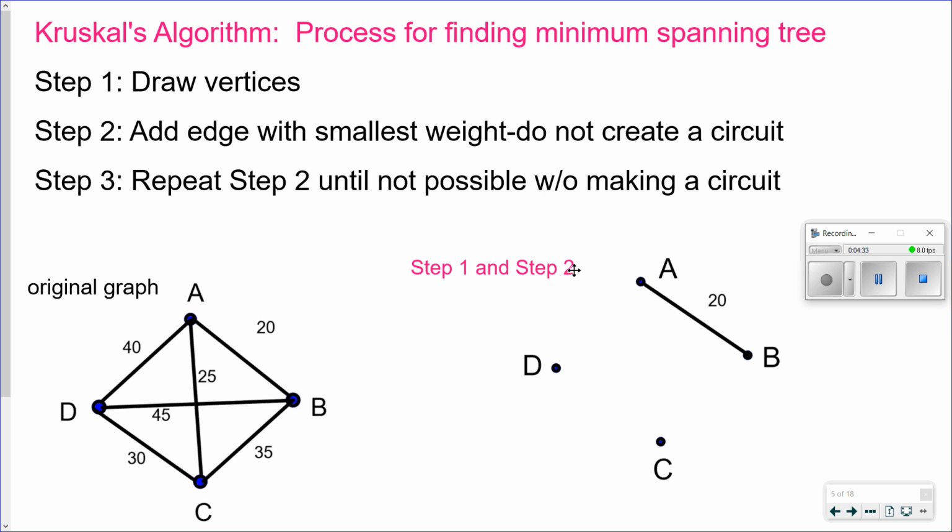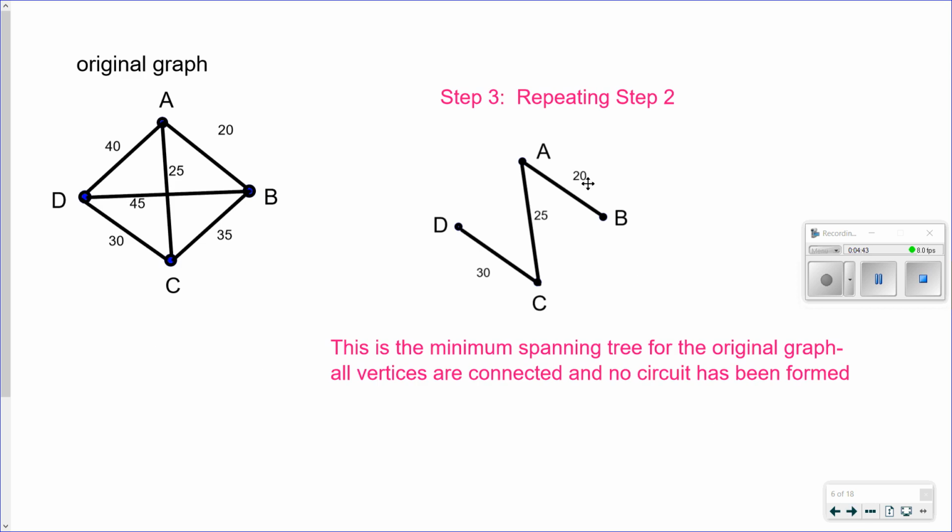Step 2 is to add the edge with the smallest weight. You're not supposed to create a circuit, so I just started with the smallest one, which is 20. Then in step 3, you're supposed to keep repeating step 2 as long as you don't make a circuit. So the next minimum would have been the 25, and then the next minimum after that would have been the 30, and then you can see that you've connected all the vertices. So this is a spanning tree, and it's actually the minimum one because we followed Kruskal's algorithm.